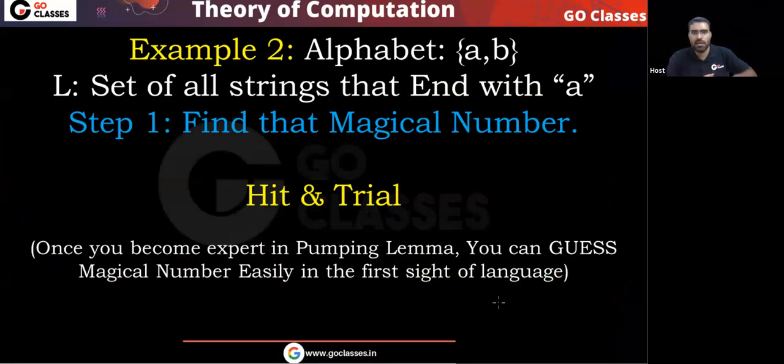Now tell me one thing. Before the first example, it was slightly confusing which pumping length, which magical number, you should check, right? But now you are getting some idea of which magical number to check. We will check by hit and trial, but are you getting the idea of which number to start with? By looking at the language, your language is ending with A. So tell me, from where should we start? Give me some rough idea.